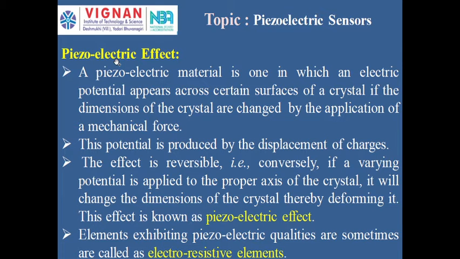When you apply some voltage to the proper axis of the crystal, and if you vary the frequency or the potential, it will change the dimensions. That means it may provide some deformation or some vibrations. This effect is called the piezoelectric effect. Elements exhibiting piezoelectric qualities are sometimes called electroresistive elements.